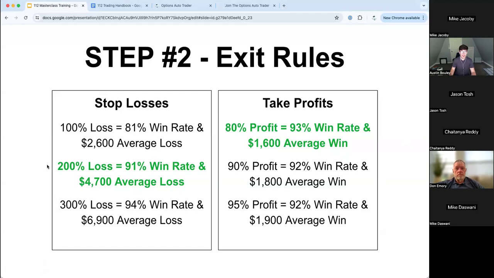All right. Is that making sense so far? Exit rules with the stop losses, the different levels you can do, the take profit with the different percentages. I know I'm getting very into the weeds, but I want to make sure that I'm making sense, especially for those of you guys who are newer to 112s.